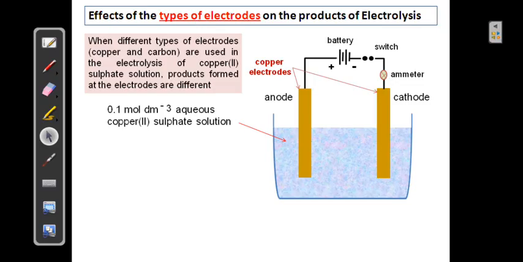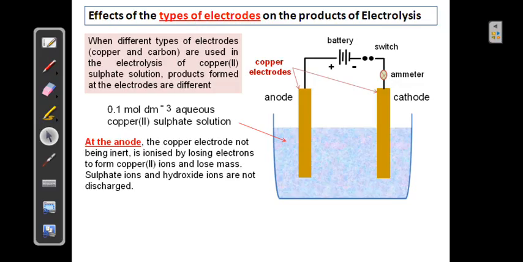Let's see what happens when we run an electric current through the electrodes. At the anode, the copper electrode, not being inert, is ionized by losing electrons to form copper 2 ions. Now the electrode is forming copper 2 ions, and of course it will lose mass, and the sulfate ions and the hydroxide ions are not discharged at all. At the anode, this is what will happen.